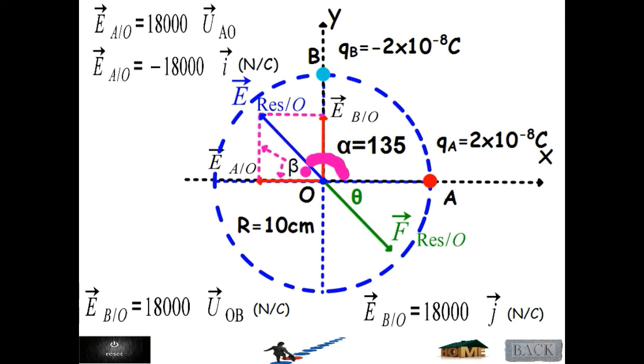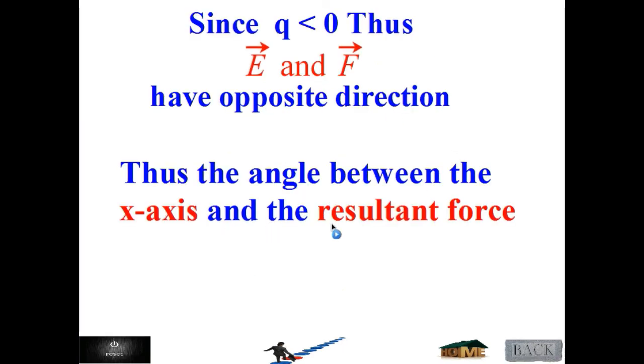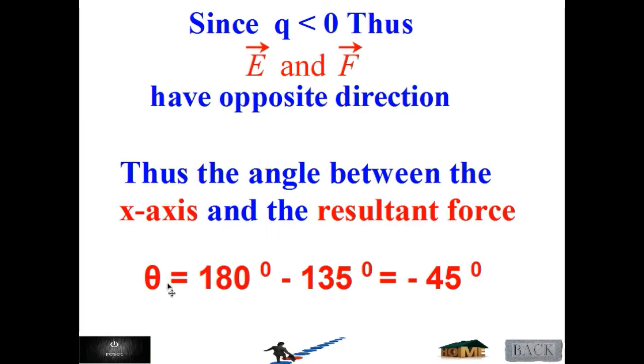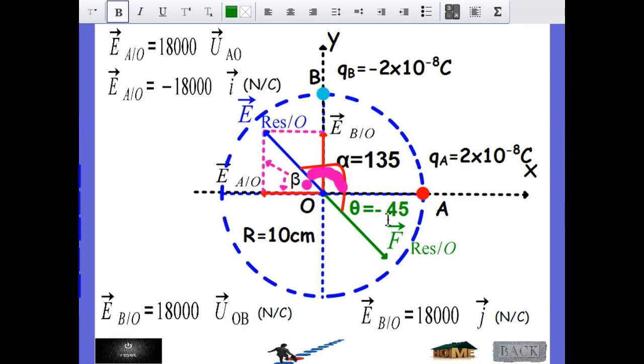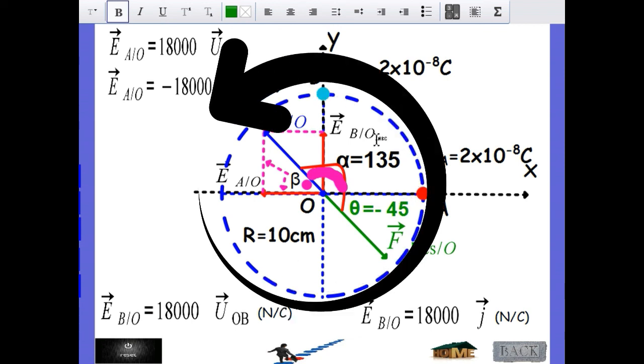So we need to calculate the angle theta between the x-axis and the resultant force. But we know that this angle is 180, thus 180 minus 135, I will get theta. Thus the angle between the x-axis and the resultant force, theta, equals 180 minus 135 degrees, equal to minus 45 degrees. And the negative sign on minus 45 is because it's clockwise: from the x-axis, clockwise is a negative angle and anti-clockwise is a positive angle.